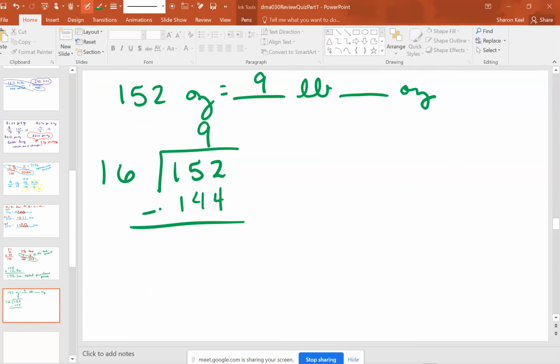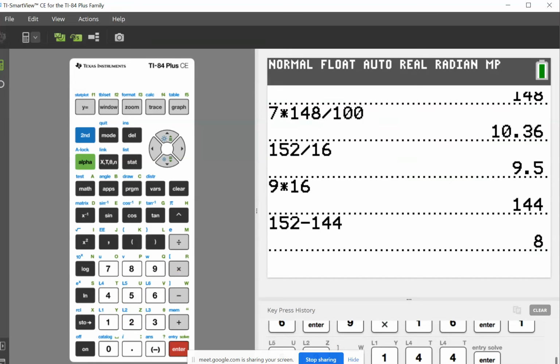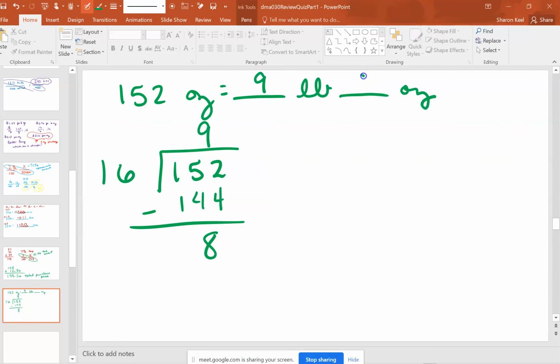With long division, we now subtract. So 152 minus the 144 gives us 8 ounces left over, and that will be our remaining ounces.